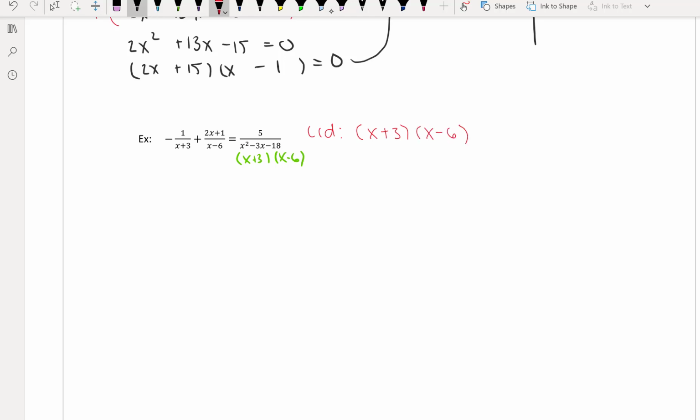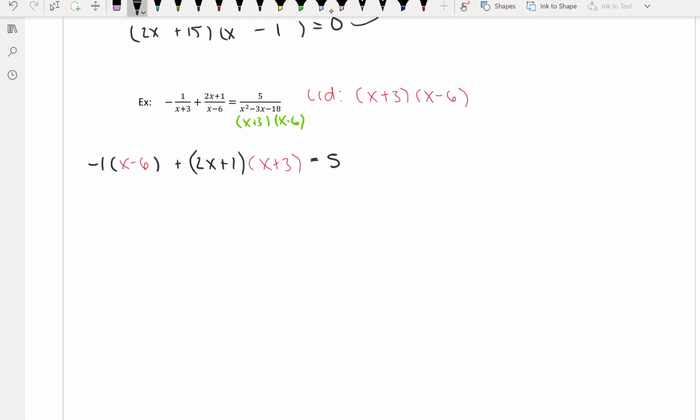So now I know for a fact that my LCD is going to be x plus 3 and x minus 6. So again, I'm going to take my first numerator and multiply by what's missing in the denominator. So I have x plus 3, so what's missing is the x minus 6. Now I have an x minus 6, so I'm going to have plus 2x plus 1. And since it has the x minus 6, the missing part is x plus 3. And that's going to equal 5. And nothing is missing from that denominator, so we just leave it alone.